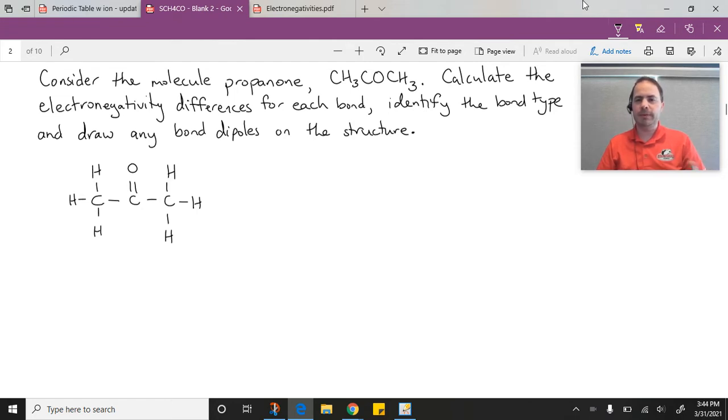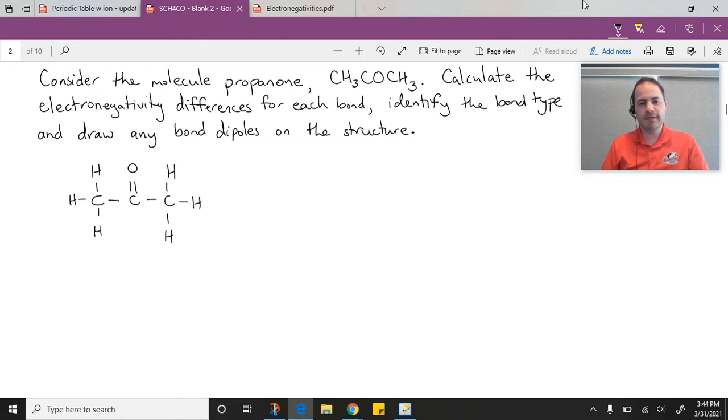If we can do that, we'll be able to identify the bond as to whether or not it's polar or nonpolar. Remember that polarity of bonds relates to how electrons are shared between them, right? If we get equal sharing, that's a nonpolar bond. If the electrons get pulled to one side of the bond more because one atom attracts them more, then that's considered a polar bond, right? So we're going to take a look at this organic molecule propanone and try to figure out what bond types are there. And for any polar bonds, we're going to draw in the bond dipoles where needed.